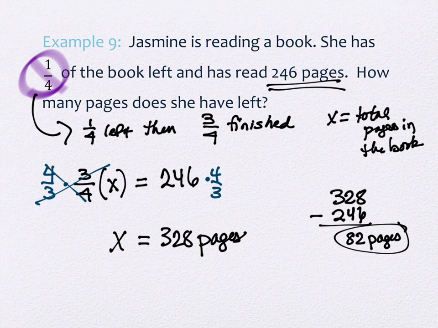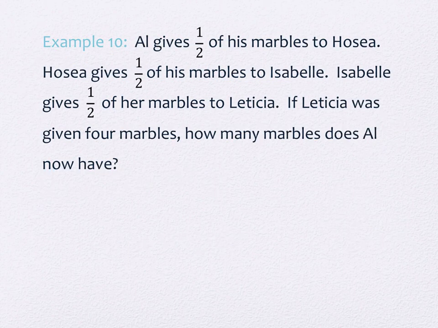Okay, we have one more question in this section, and it's a clever one. Are you ready for it? We have some very generous children who are going to share some marbles. Al gives half his marbles to Jose. Jose gives half his marbles to Isabel. Isabel gives half her marbles to Letitia. If Letitia was given 4 marbles, how many marbles does Al have now?